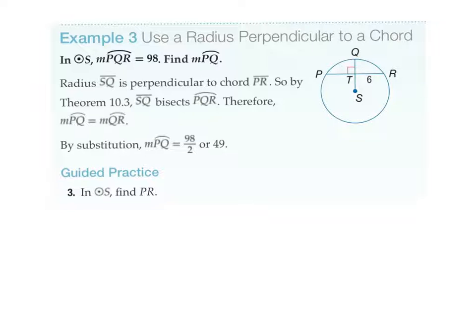All right, you know that QS is the radius, PR is the chord, and you will notice that the chord bisects at right angles. So by theorem 10.3, this must be congruent to that. Well, if they're congruent, and what you're trying to find is the arc of QR, well, that's 49, but in this case you want PR. Well, PR is the length of the chord. Well, if RT is 6, TP must also be 6. So you've got 2 times 6, which will give you a distance of 12.